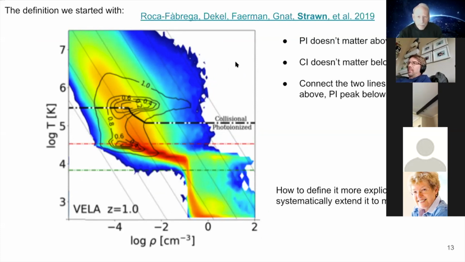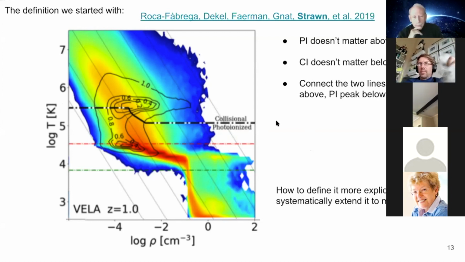Like if you're looking at oxygen 6, it doesn't change its fraction above this value. And in the same way, collisional ionization doesn't really matter if you're below 10 to the 5. So we drew on these two horizontal black lines. And essentially what we did after that was we tried to connect the two so that the CI peak was above the line and the PI peak was below the line. And that worked okay. And we're actually going to use something very similar here.